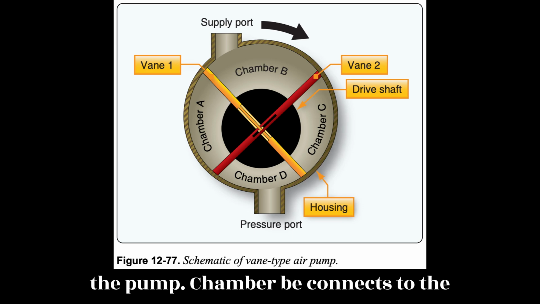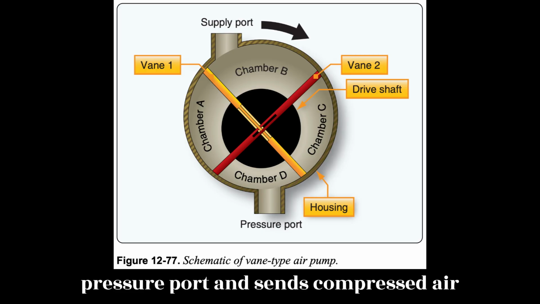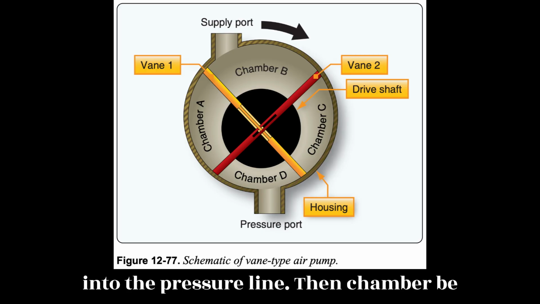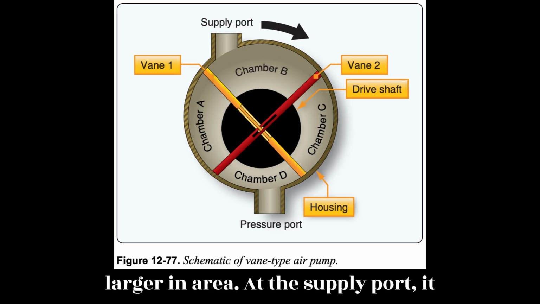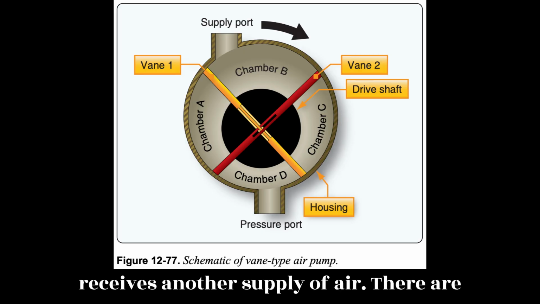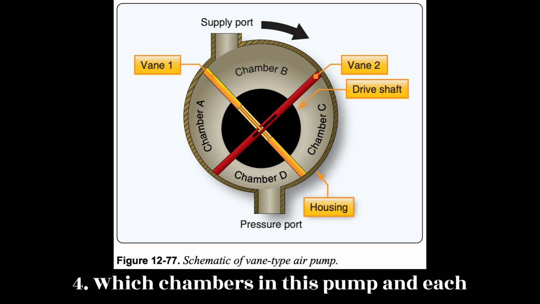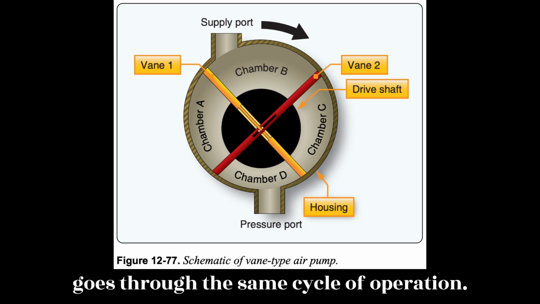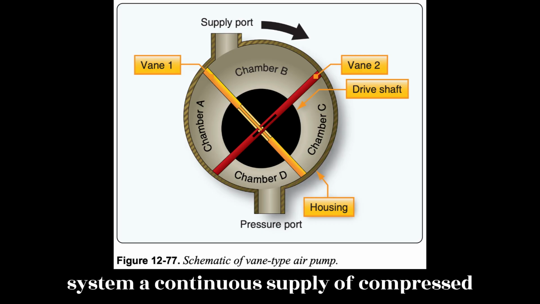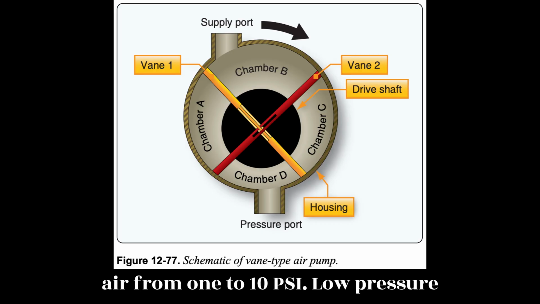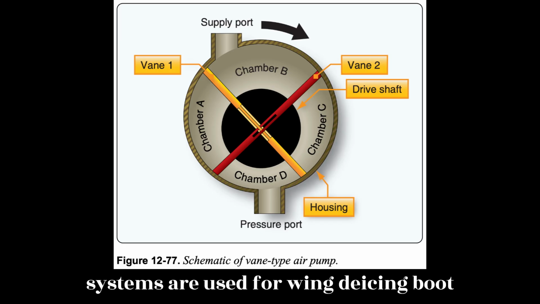Near the bottom of the pump, chamber B connects to the pressure port and sends compressed air into the pressure line. Then chamber B moves upward again, becoming increasingly larger in area. At the supply port, it receives another supply of air. There are 4 such chambers in this pump and each goes through the same cycle of operation. Thus, the pump delivers to the pneumatic system a continuous supply of compressed air from 1 to 10 psi. Low-pressure systems are used for wing de-icing boot systems.